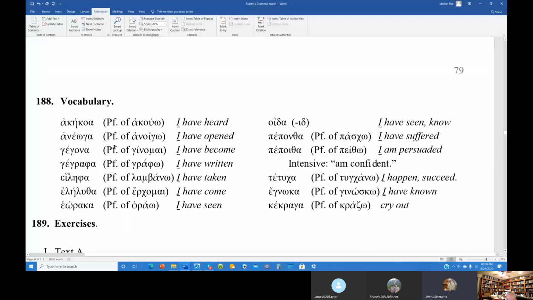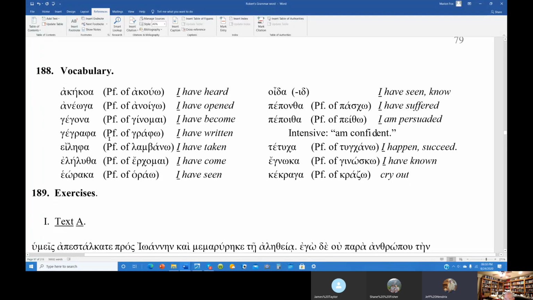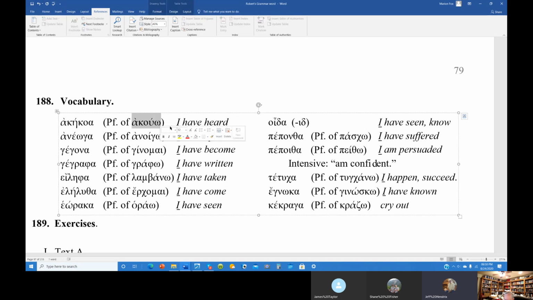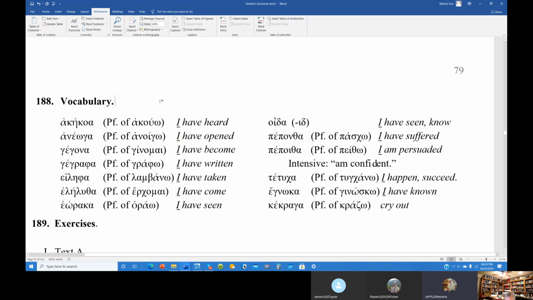All right. Now let's go on down to the vocabulary here. Akekoa. That's from akouo. And let me go back and review you on something on akouo. Akouo is one of those verbs that can take its object in the accusative, or I believe the genitive or accusative cases. Go back and study it. It has a different meaning in the genitive and accusative cases.